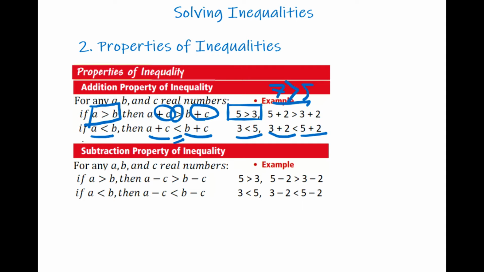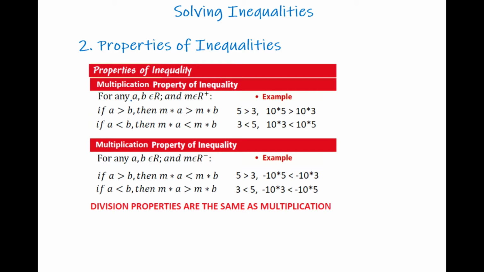For subtraction, we do have the same thing. If you subtract any number from an inequality, okay, on both sides, then the direction of that symbol is not going to change. For example, suppose that we have 5, which is greater than 3, and if you subtract 2 from both sides, still we're going to have 5 minus 2, which is 3, greater than 3 minus 2, which is 1. And still, that inequality is going to be valid. And again, suppose we have A is less than B, and if you subtract C from both sides, still nothing is going to change.